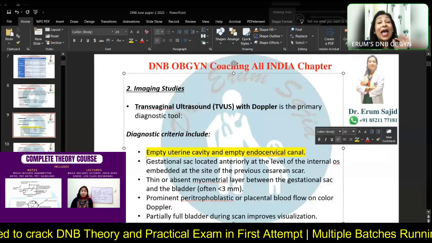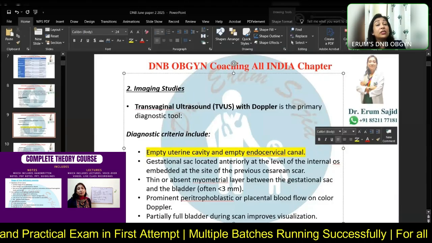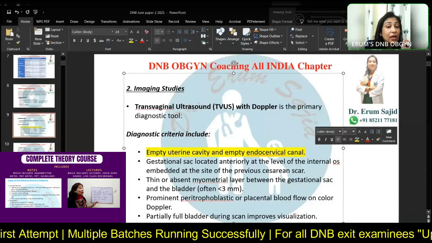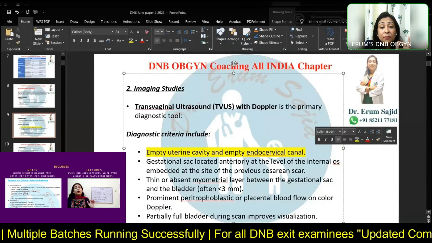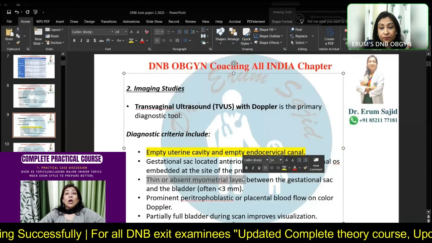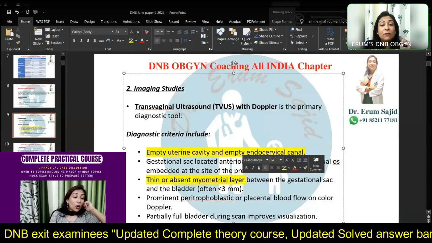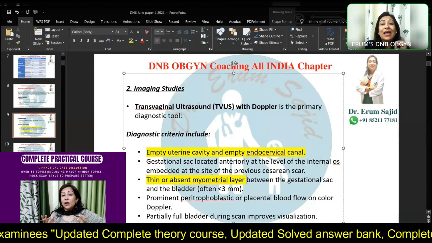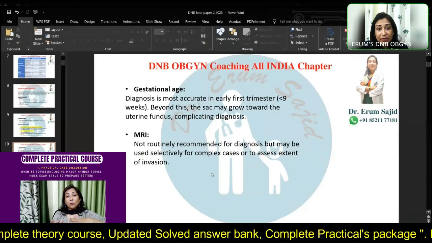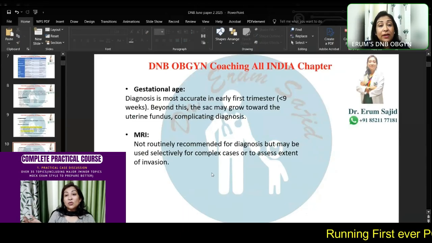Gestational sac located anteriorly at the level of the internal os, embedded in the previous cesarean scar. It could be outside the uterus, it could be inside the uterus. Remember that: it could be exophytic or endophytic. Thin or absent myometrial layer. This is again very important. Prominent peritrophoblastic placental flow on color Doppler. Partially full bladder, of course, you need during the scan to understand it better. Of course, you'll be able to diagnose this best in the first trimester. Beyond this, the sac can grow to any dimensions anywhere, and it will be very difficult for you to find out.